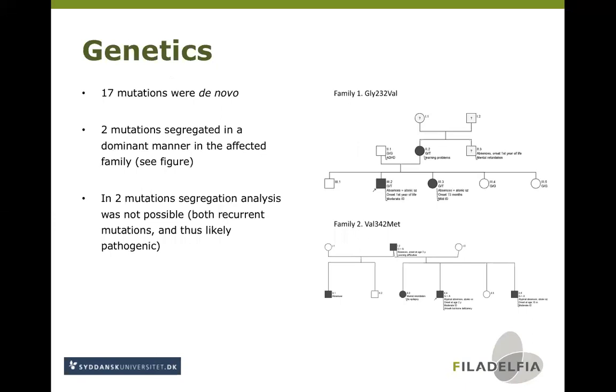Then we looked at the genetics. We found 17 mutations that were de novo, and then 2 mutations that segregated dominantly in the families that you see here on the right. And then we had 2 mutations where we could not do the segregation analysis, but they were both recurrent, and so we classified them as pathogenic.